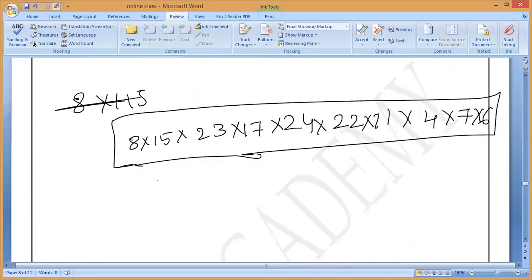How many zeros? Write only the factors. This is 11. Say your answer. No zeros.